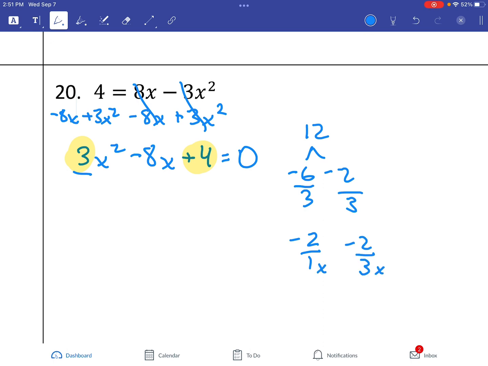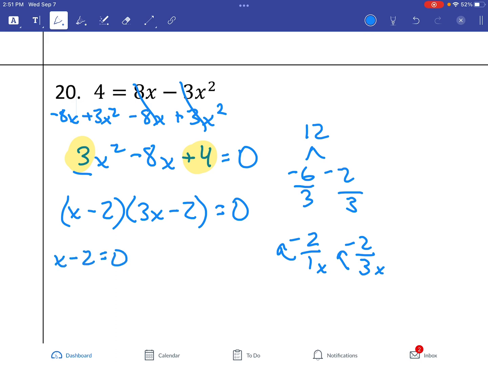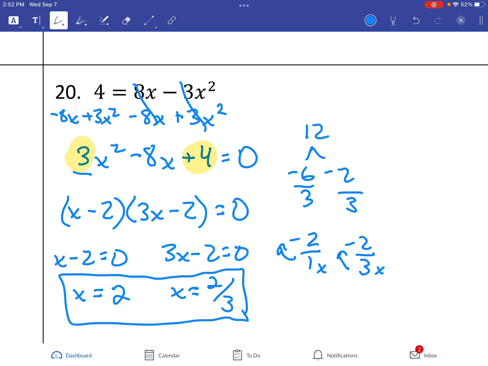There's my x's, bring those to the top. So I have x minus 2, 3x minus 2, and set them equal to 0. So I have factored, I have to solve now. X minus 2 equals 0, 3x minus 2 equals 0, and solve them both for x. That's it.